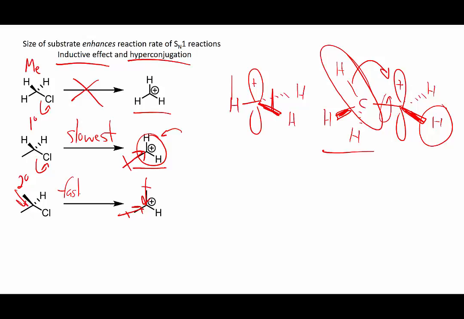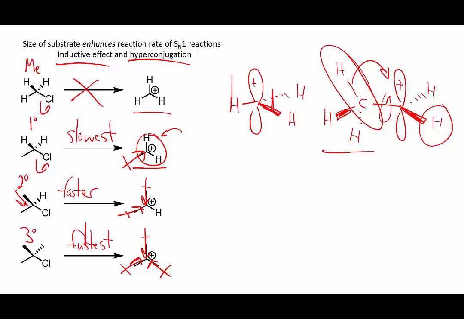And finally, if we have a tertiary substrate, we have 3 methyl groups which can inductively donate electron density to our carbocation. That will also have 3 methyl groups which can be involved in hyperconjugation with the carbocation. So this will go the fastest.